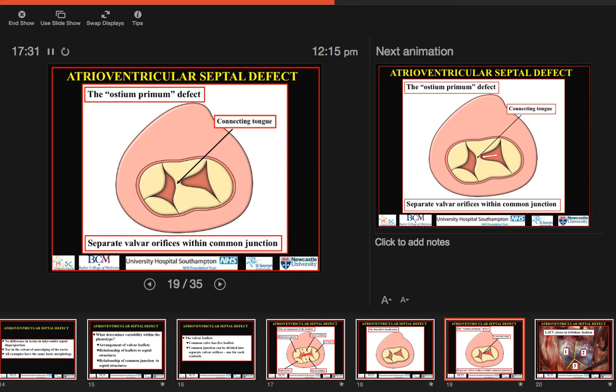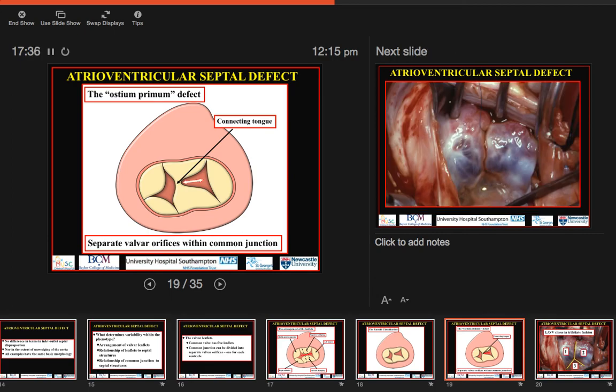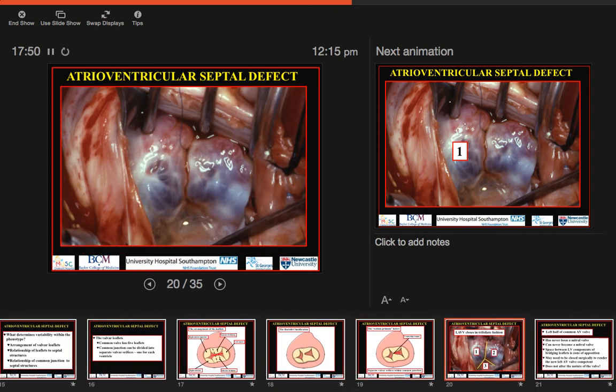Separate orifices within the common junction, and that tells us that the space between the left ventricular component of the bridging leaflets and the ostium primum defect is a zone of apposition between those leaflets, just as it is with the common atrioventricular valve.